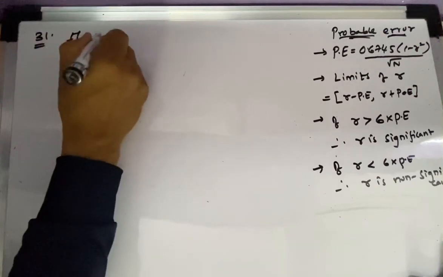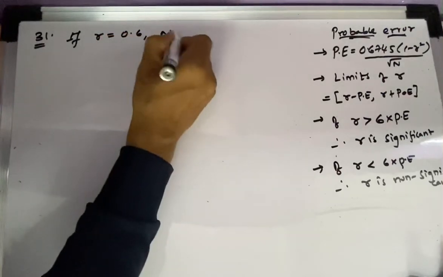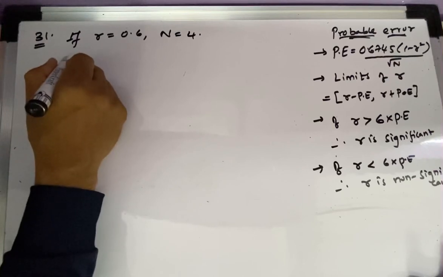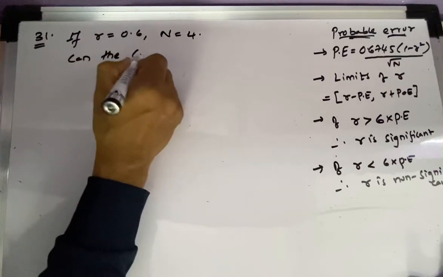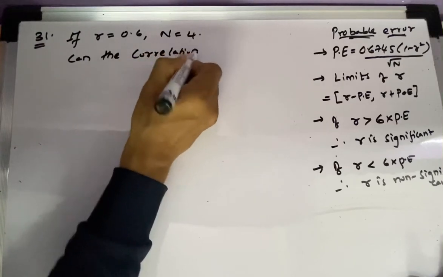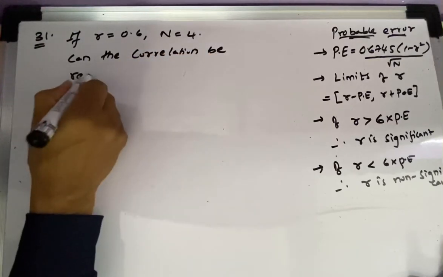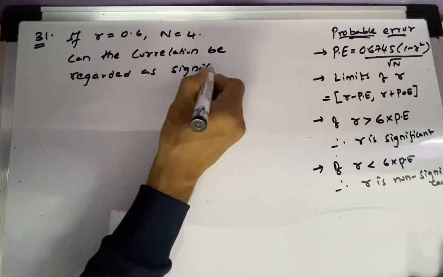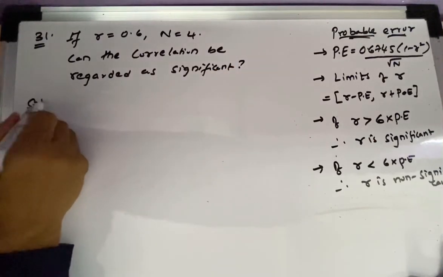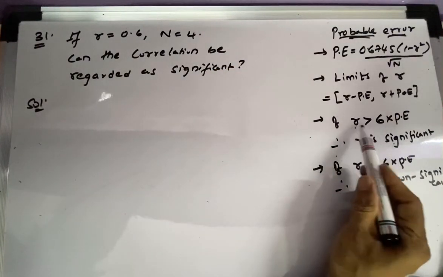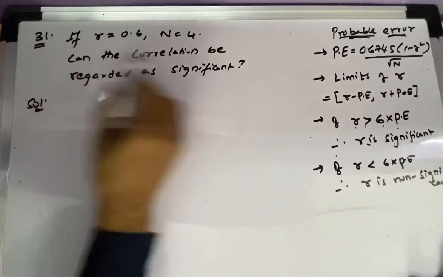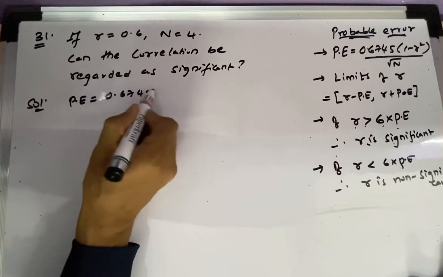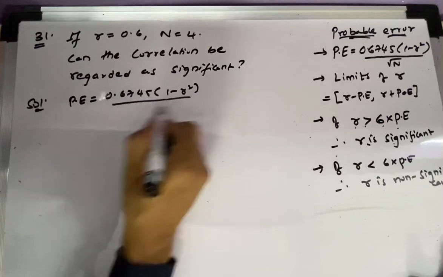If r equals 0.6, n equals 4, can the correlation r value be regarded as significant? Once they are asking a significance question, you have to check: r is significant when r is greater than 6 into probable error. We don't have probable error here, so we have to find it. Probable error equals 0.6745 into (1 minus r square) divided by root n.